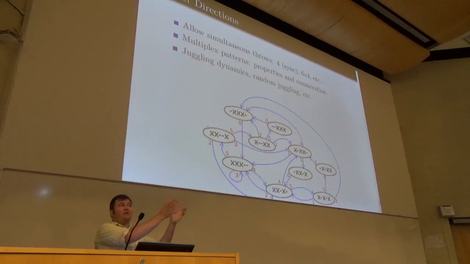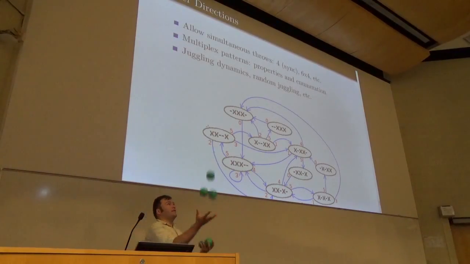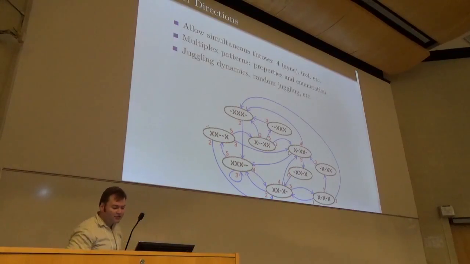You could go back and relax that third rule. You could allow multiple throws. That's called multiplex juggling. So you could do stuff like this where you're throwing multiple balls, right? But that wasn't allowed before. And then you could do everything all over again. You could ask how many ways could you do that and all sorts of other stuff.